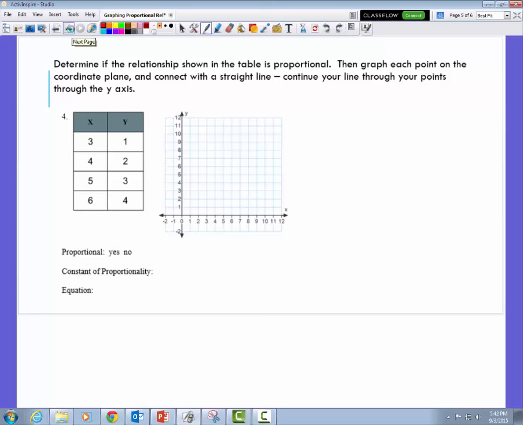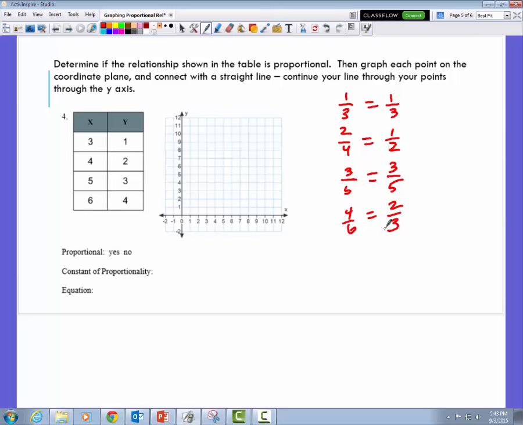So I'm going to try one more, and I'm going to compare the y values to the x values again. 1 compared to 3, 2 compared to 4, 3 compared to 5, and 4 compared to 6. 1/3, 1/2. Uh-oh. That's not good, because it tells me it's changing. We don't have a constant of proportionality because it changes, and that wouldn't be called constant.